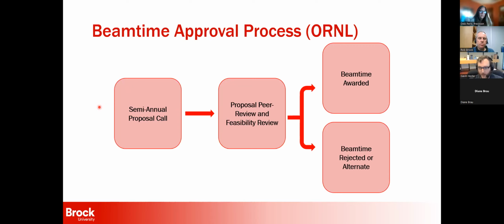And so you submit your proposal, and over the course of about a couple months, it undergoes peer review as well as feasibility review. And then after that, you are either awarded beam time, you are rejected, or you are given alternate status, which I like to think of as a maybe status. This requires planning on the next year's time scale for your experiments because you only have these proposal calls so often.